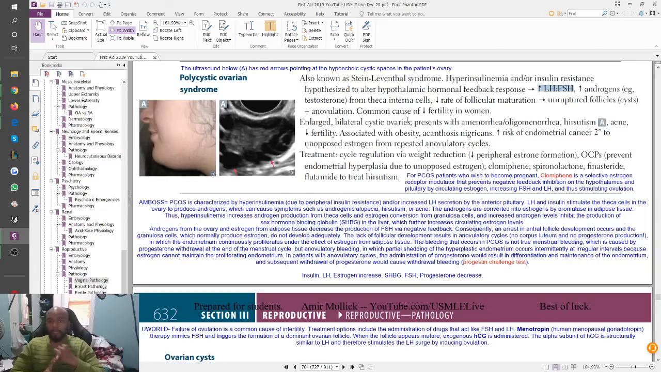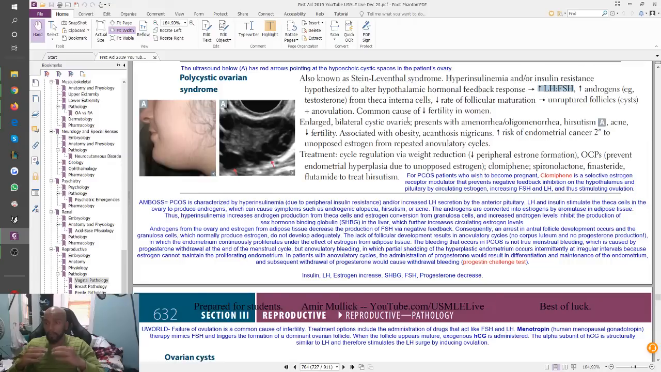All that insulin is making you have high amounts of androgens and decreasing sex hormone binding globulin formation, which is also increasing your androgen levels. Androgens from the ovary and estrogen from adipose tissue decrease the production of FSH via negative feedback. Consequently, an arrest in antral follicle development occurs, and the granulosa cells, which normally produce estrogen, do not develop adequately. The lack of follicular development results in anovulatory cycles because there is no corpus luteum and no progesterone production.